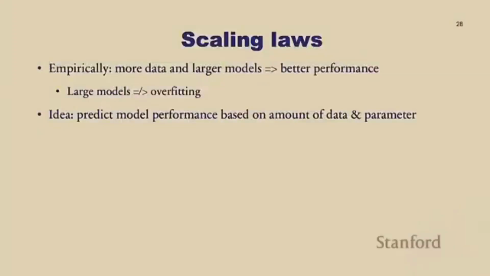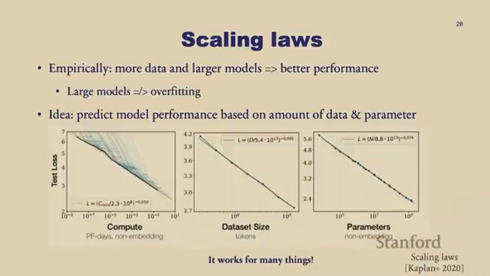So, okay, the idea of scaling laws is that given that you know that more data and larger models will always give you better performance, can we predict how much better your performance will be if you increase the amount of data and the size of your model? And surprisingly, it works. Here you see 3 plots from a very famous paper called Scaling Laws from OpenAI. Here you see on the x-axis compute, so how much compute you spent on training. And here you see test loss. It's not perplexity, but it's your validation loss, so it's the log of the perplexity.